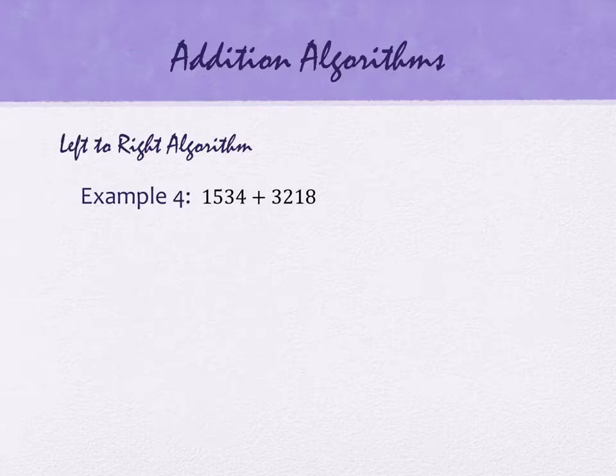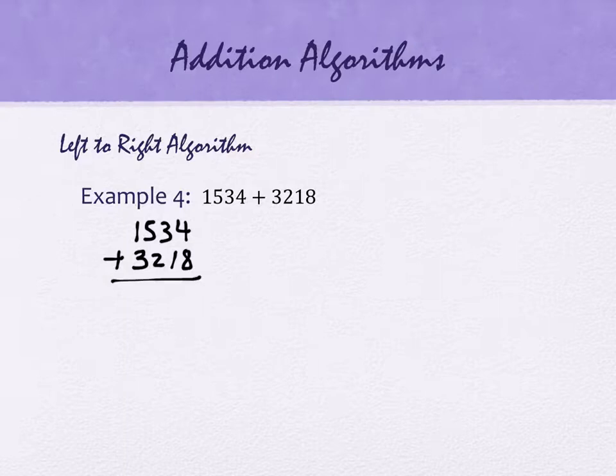All right, the next one actually is called left to right. And it looks similar to what we've just been doing, but we don't have the base 10 notation, the times 10 stuff, okay? As we're doing this, and we're going to write it one number on top of the other one. So the very first thing I want you to do is to write down 1534 plus 3,218, like so. Okay, everybody good so far?